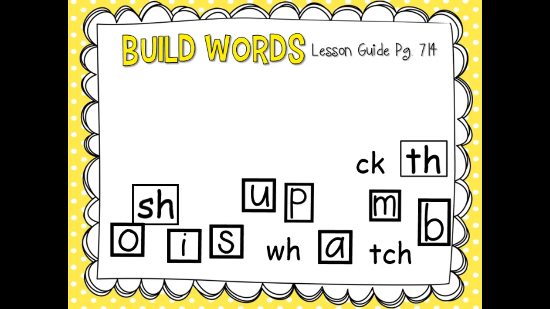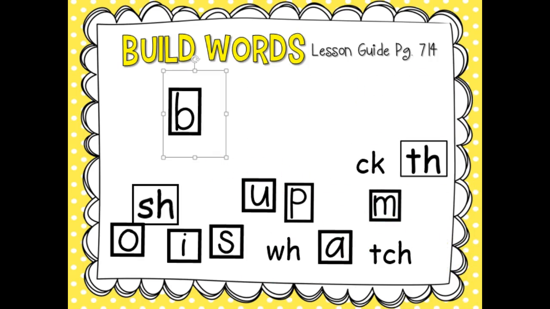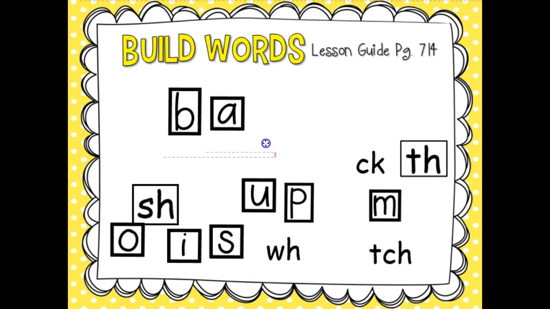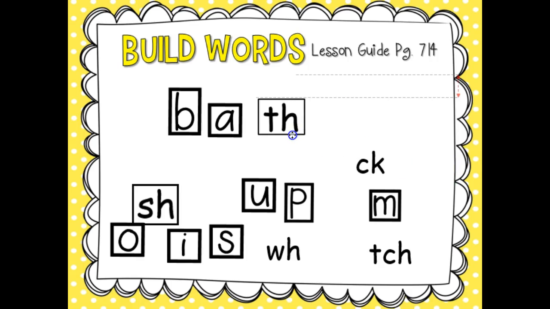Bath. B, a, th. It starts with a b sound, which is the letter B. The next sound is a. We need the letter A. The last sound has two letters that work together. Th. B, a, th. Bath. Great job. The next word that you're going to spell is match.